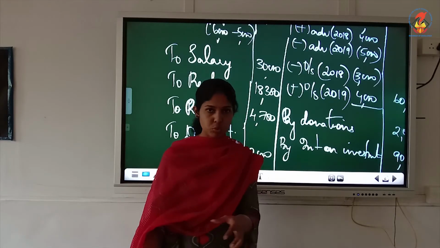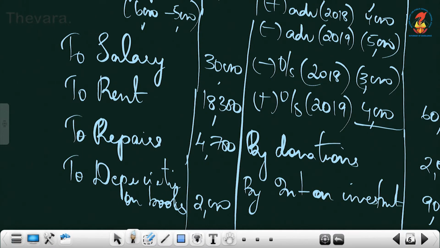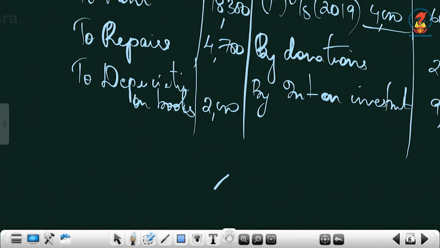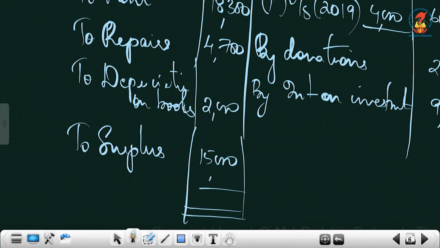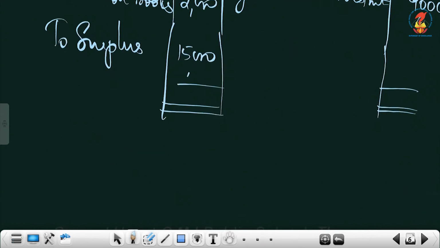Now we can compute the balancing figure, either a surplus or a deficit you will be getting. So here we are getting a surplus. If it is a deficit, from the capital fund you have to deduct the deficit. In certain questions you have a deficit also. So to surplus 15,000. Then you write the totals. In every question you must write the totals also.